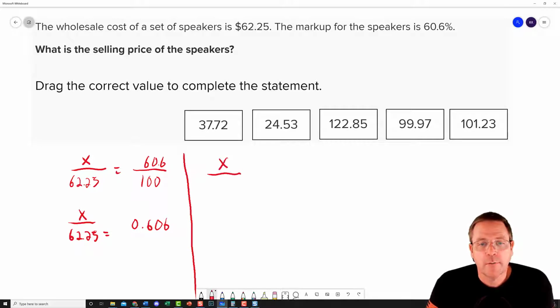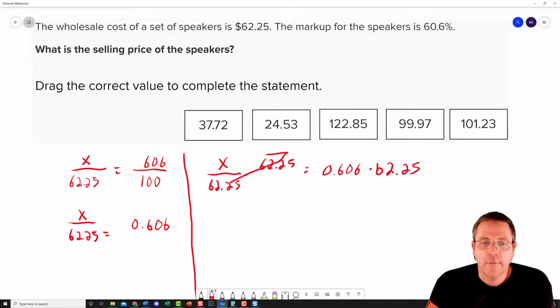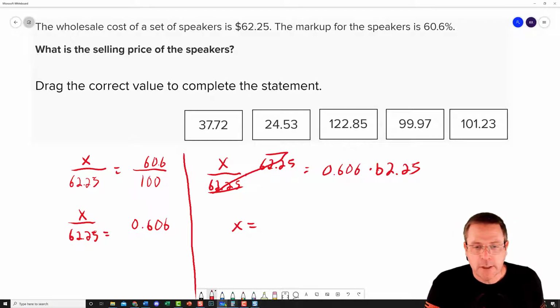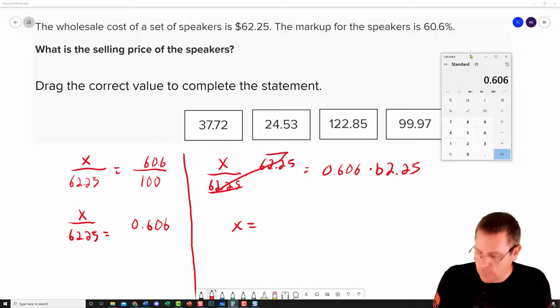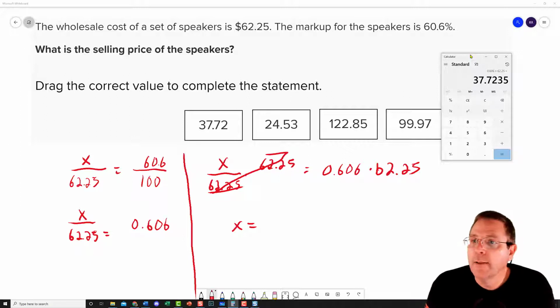So I have X divided by 62.25 times 62.25. Notice I'm putting it on the top, is equal to 0.606 times 62.25. These divide out becoming 1. 1 times X is X. And when we grab our handy dandy pocket calculator, we're going to find that 0.606 times 62.25 is going to give us, rounded to the nearest penny, $37.73.